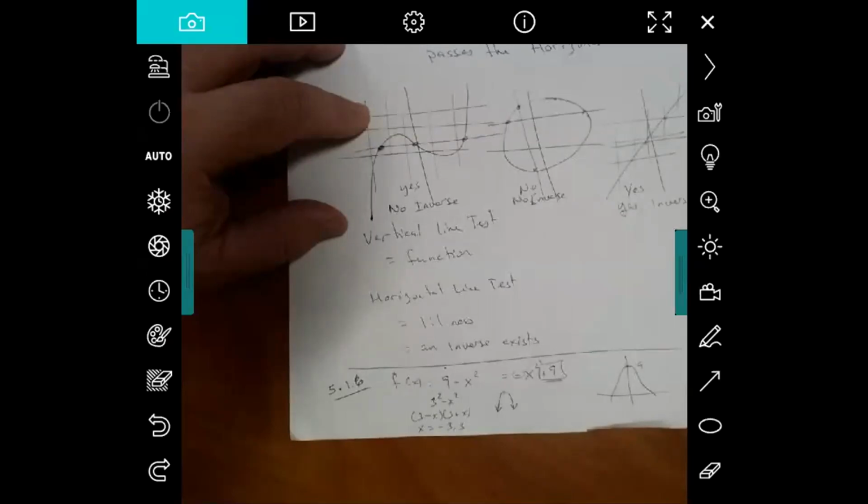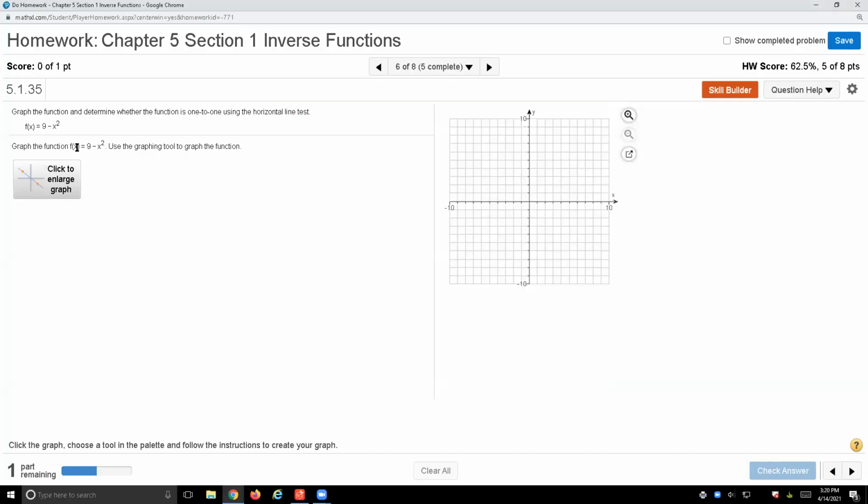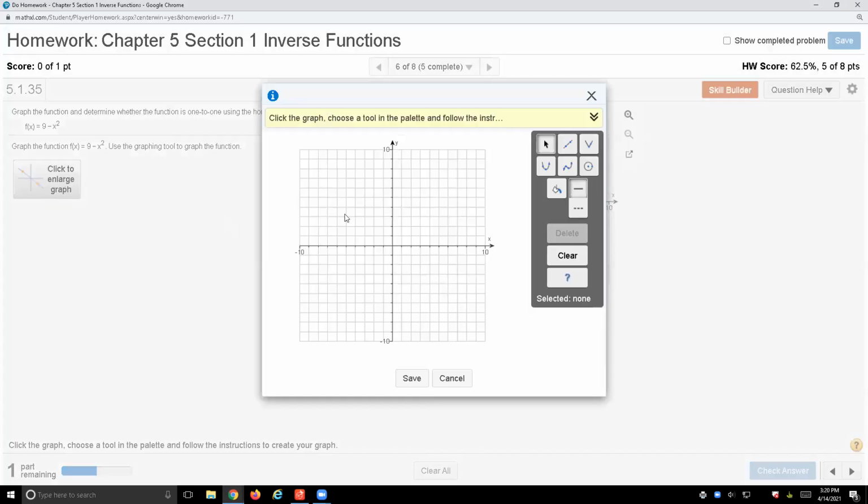Does it pass the horizontal line test? Well, no, quadratics automatically do not pass the horizontal line test. But the graph, we know it's going to be this. It crosses at 9, so it's there, and it's at negative 3 and at positive 3.